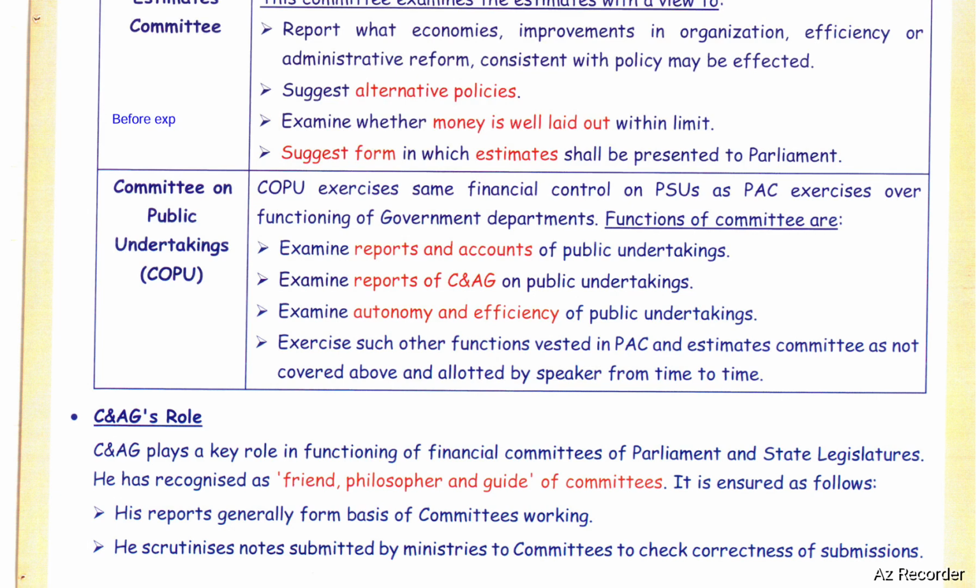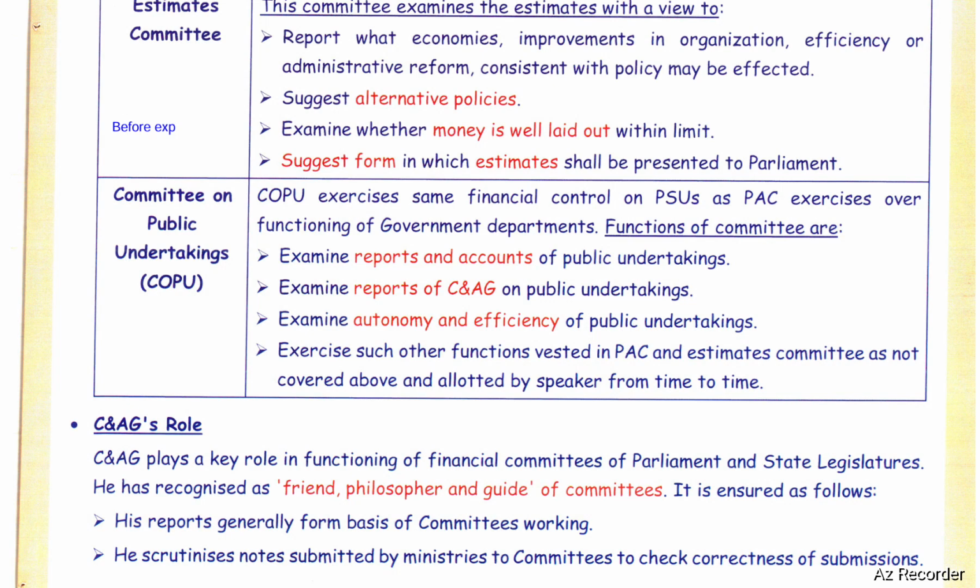COPU exercises the same financial control on PSUs as PAC, the Public Accounts Committee, does over the functioning of government departments. Functions of the committee are to examine reports and accounts of public undertakings, examine reports of CAG on public undertakings, examine autonomy and efficiency of public undertakings, and exercise such other functions vested in PAC and Estimates Committee as are not covered above and allotted by the Speaker from time to time.